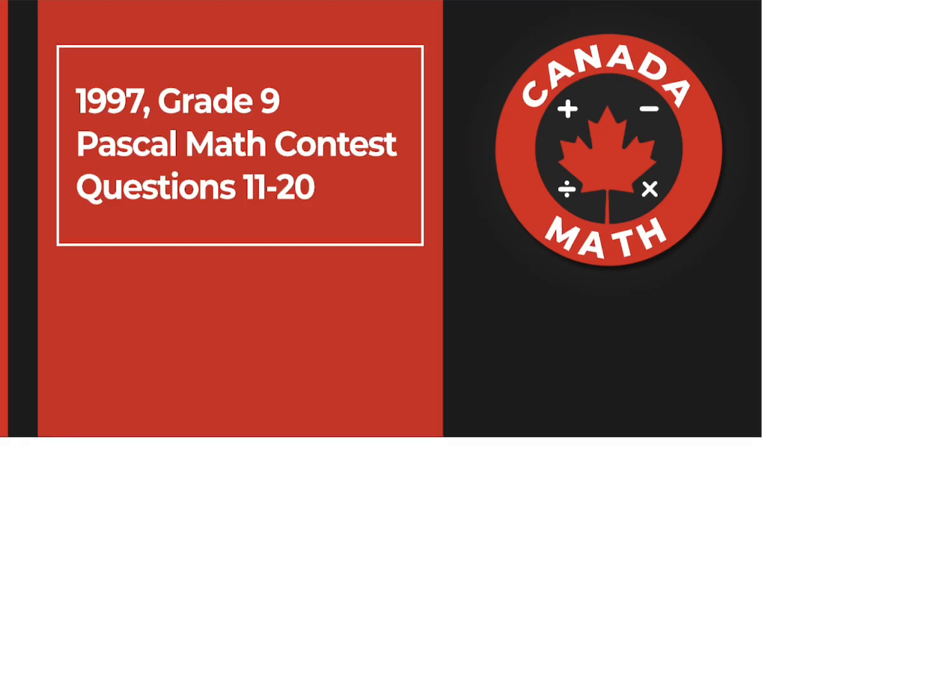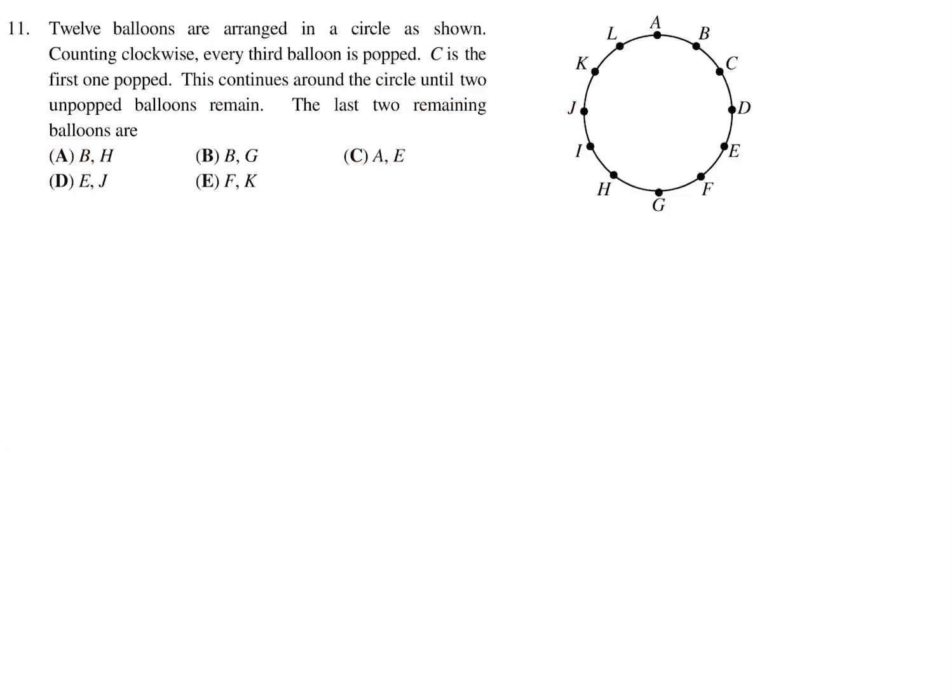In this video, I'm going to cover questions 11 through 20 of the 1997 Grade 9 Pascal Math Contest. 12 balloons are arranged in a circle as shown, counting clockwise. Every third balloon is popped. C is the first one popped. This continues around the circle until 2 unpopped balloons remain. The last 2 remaining balloons are.